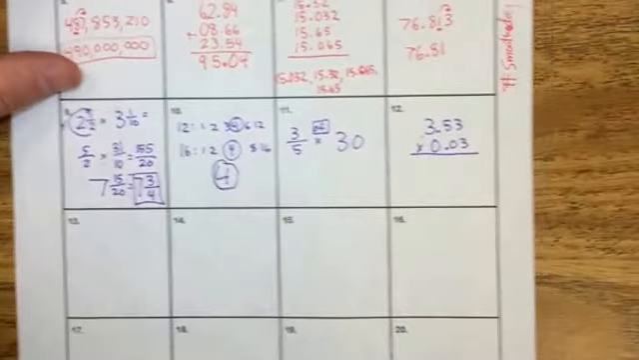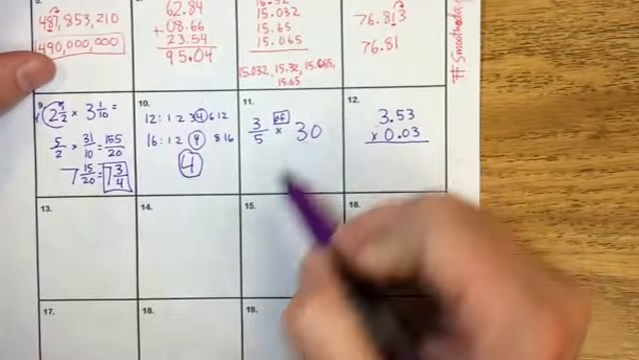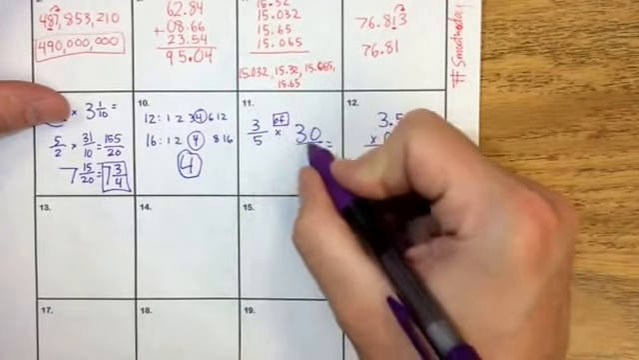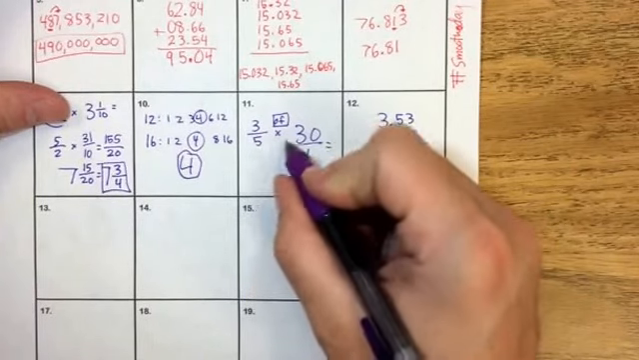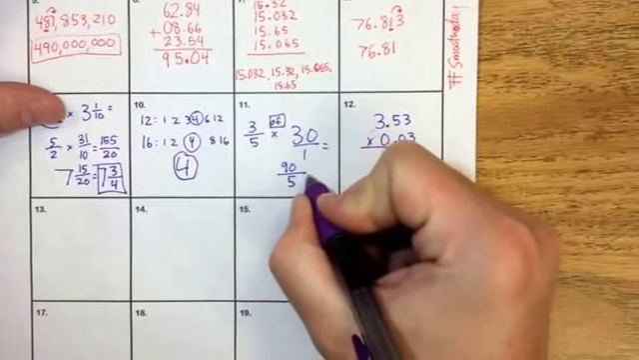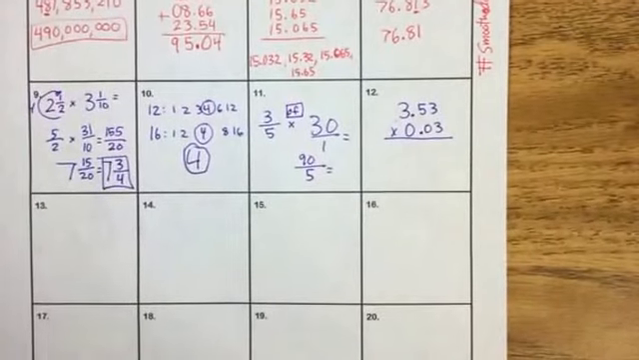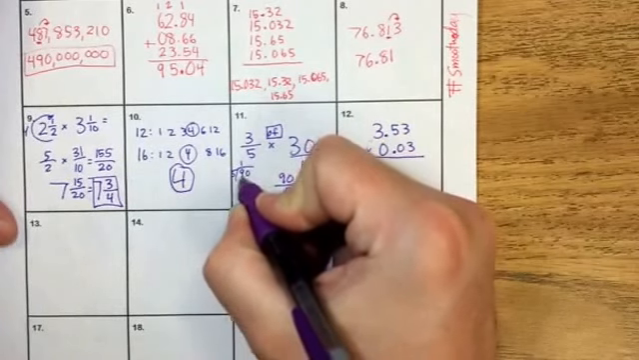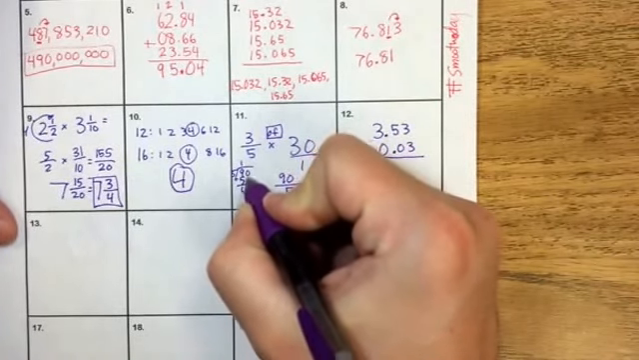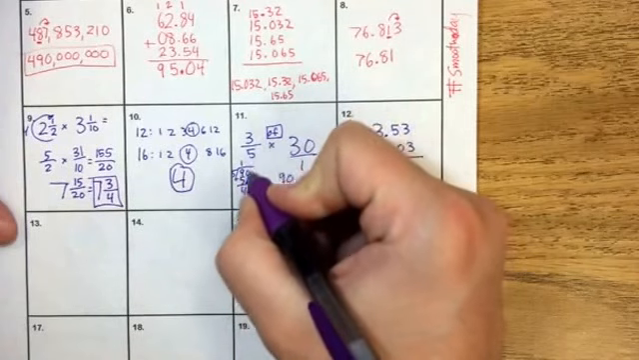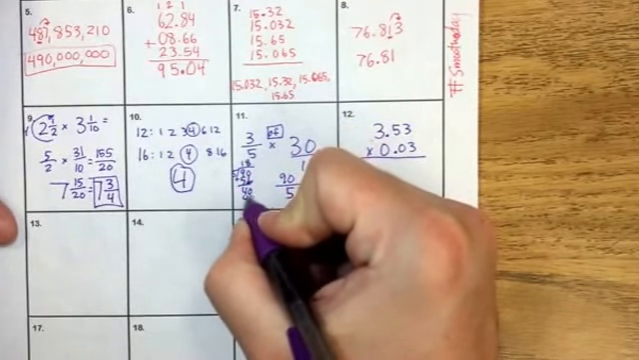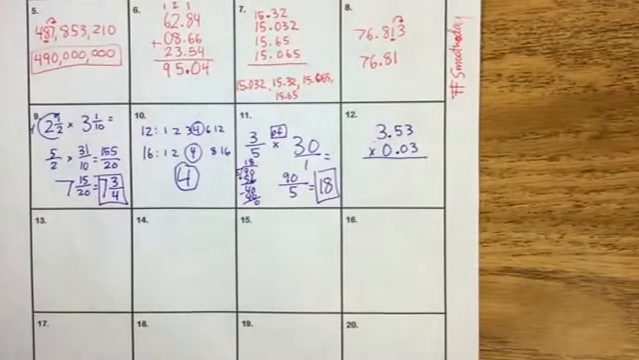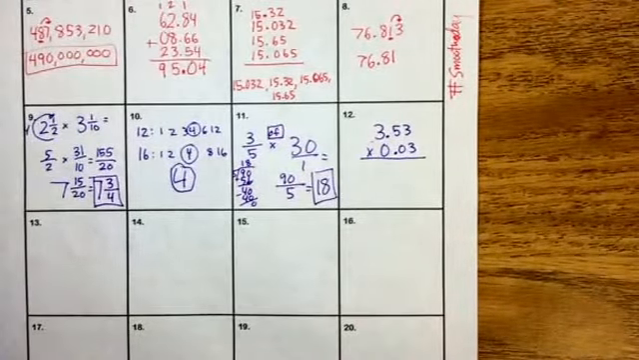All right, and then they want us to find 3/5 of 30. That just means that we're going to multiply 3/5 times 30. So I put 30 over 1. 3 times 30 is going to get me 90. 5 times 1 gets me 5. And then 5 goes into 90. 1 times 5 is 5. 9 minus 5 is 4. Pull down your 0. 5 goes into 40 8 times. 8 times 5 is 40. Get a 0. So that gets me 18. 3/5 of 30 is 18.